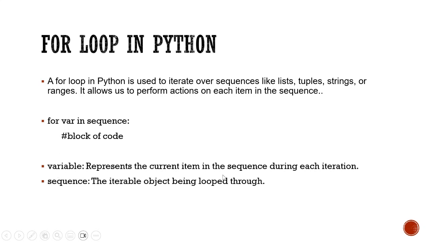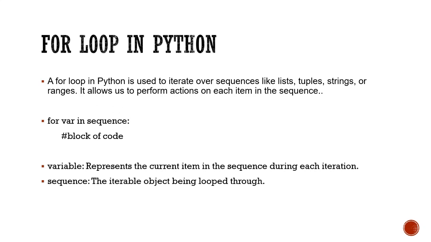Variable represents the current item in the sequence during each iteration. Guys, what does iteration mean? Fetching. If you are fetching multiple times, like if I want to fetch data 10 times, then it's 10 iterations. If I want to fetch data 15 times, 15 iterations. So if I am fetching data from a sequence, the first time I put it in the variable, that is one iteration, second iteration, third iteration, and so on. Sequence is the iterable object being looped through. So the sequence is an object through which we are fetching the data.